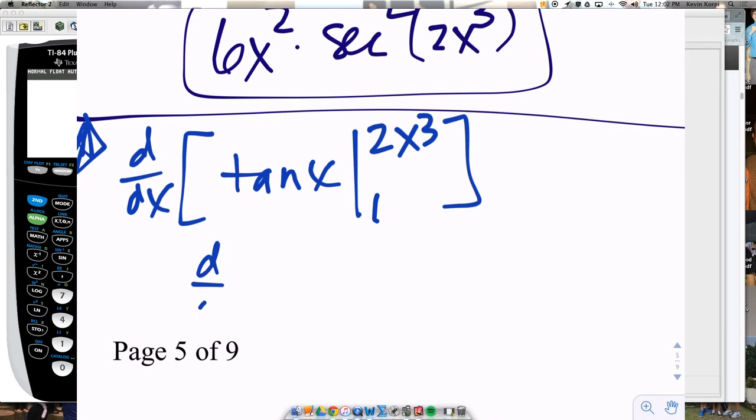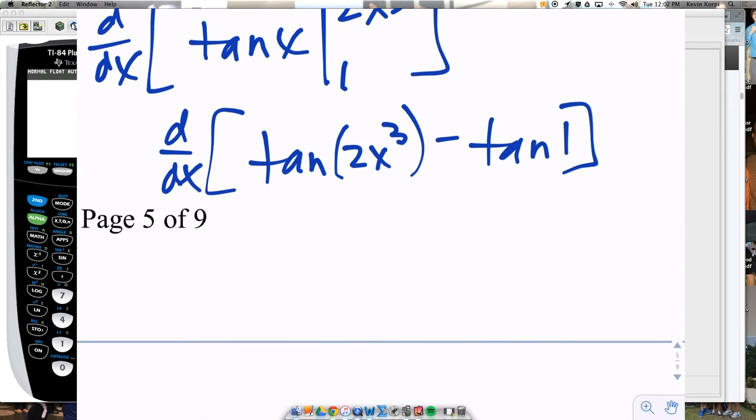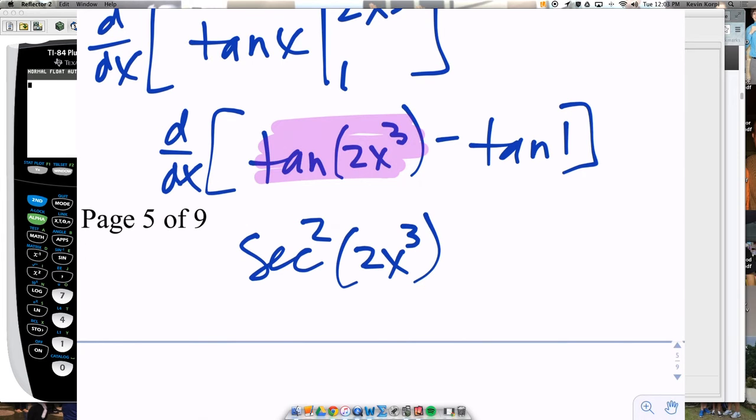All right, so still have a d dx out there. We plug in the top and we get tangent of 2x cubed. Minus, we plug in the bottom, tangent of 1. So we're done with the inside part. We've evaluated the definite integral. Now we're going to turn around and undo what we just did. We're going to take the derivative. So here we go. We got 2 terms. That's 2 problems. Yay! The derivative of tangent of blob, secant squared of the blob, times the what rule? Chain rule. The derivative of the blob, which is 6x squared.